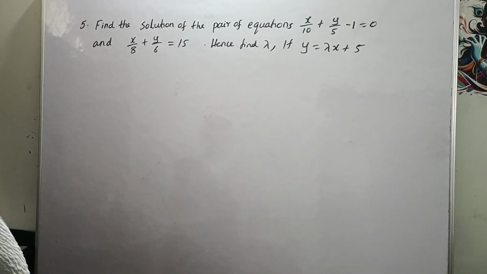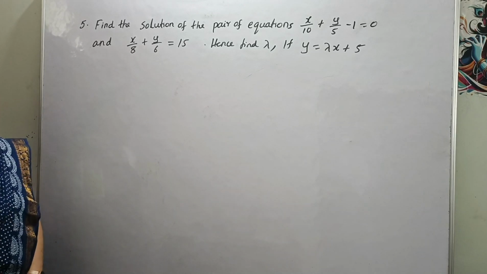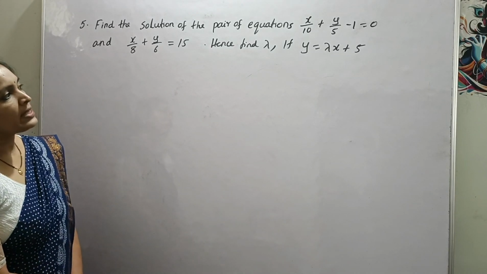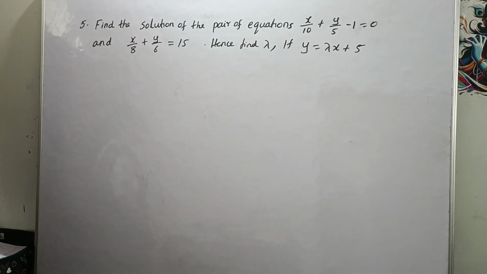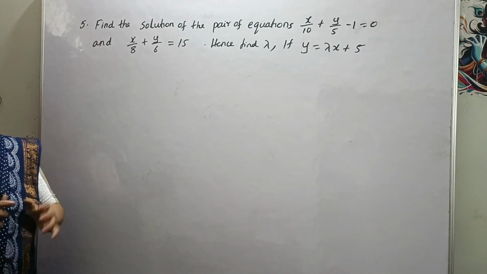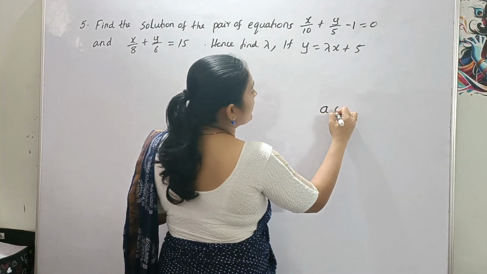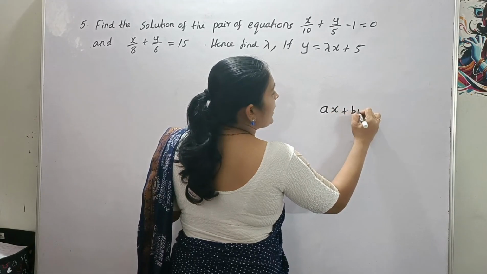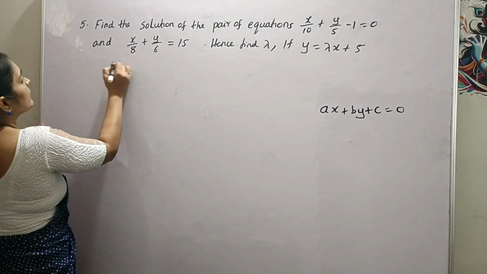Find the solution of the pair of equations x by 10 plus y by 5 minus 1 is equal to 0 and x by 8 plus y by 6 is equal to 15. Hence find lambda if y is equal to lambda x plus 5. So here first of all we have to find the solutions of given equations, that is values of x and y. Before that, we have to make these equations in the standard form of linear equations in two variables. We know that the standard form is ax plus by plus c is equal to 0, right?